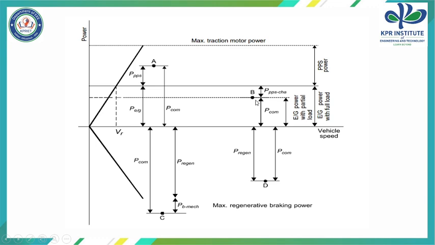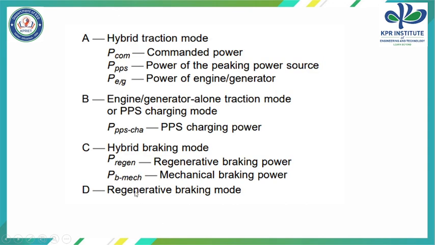Next we have point C. Point C represents the commanded braking power. This commanded braking power is greater than the braking power that the electric motor can produce. The electric motor can produce power through the regenerative braking mechanism, but in this case the commanded power is much greater than the electric motor power. So here we use the mechanical braking power also. It is a combination of electrical braking power along with mechanical braking power. That is what point C represents, the hybrid braking mode.